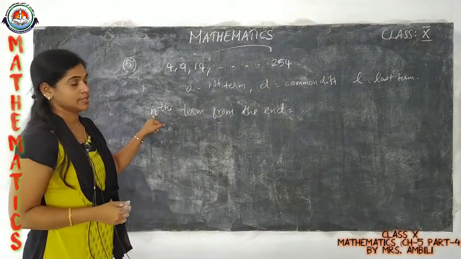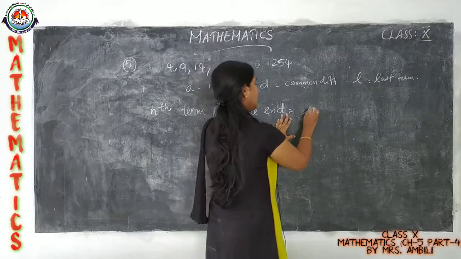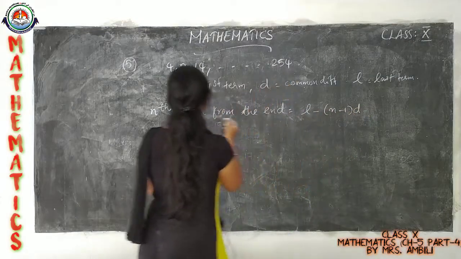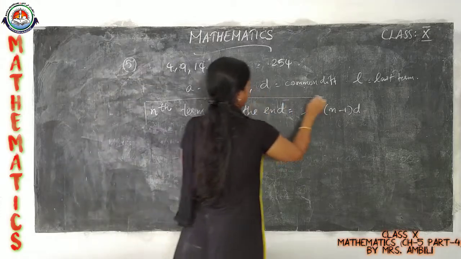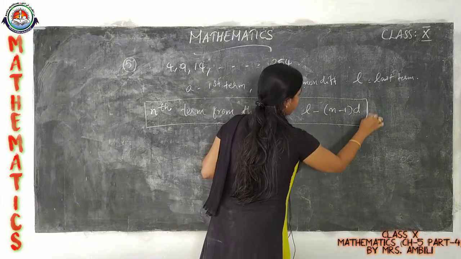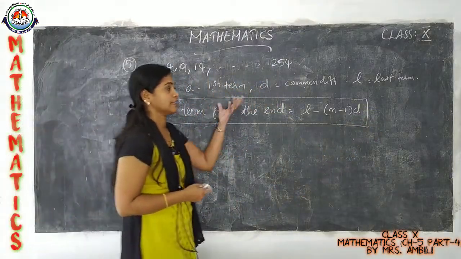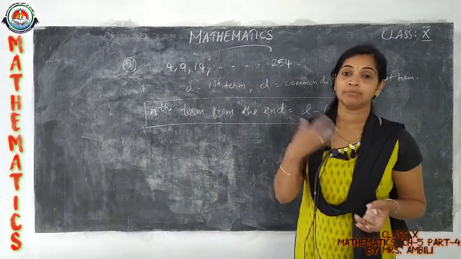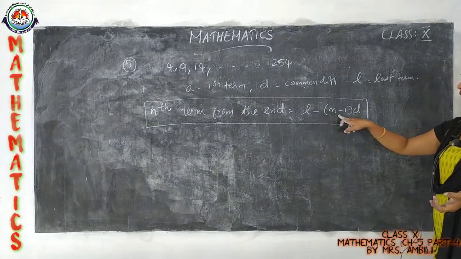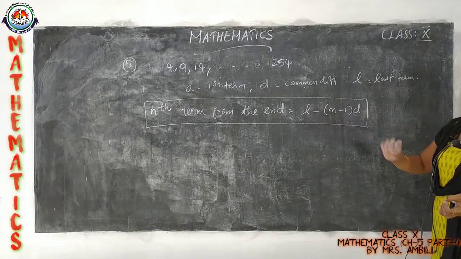If the question is like that, we can write one formula: nth term from the end is L minus (n minus 1) into D. This formula we can use for the nth term from the end. Remember this: L minus (n minus 1) into D. If the question is to find the 10th term or 11th term from the end, we can use this formula. What is L? L is the last term of the given AP.